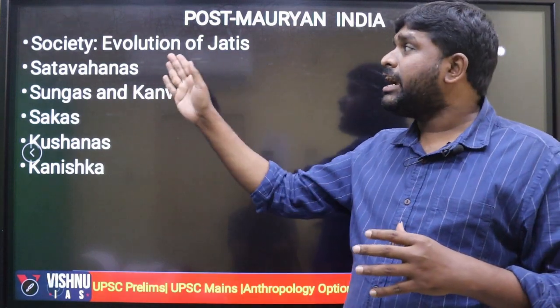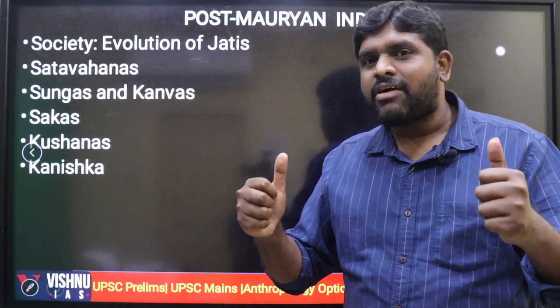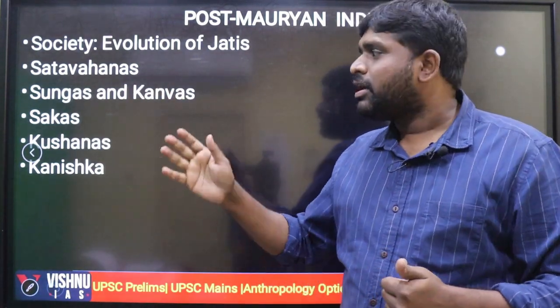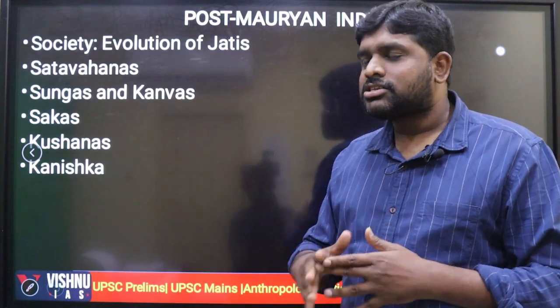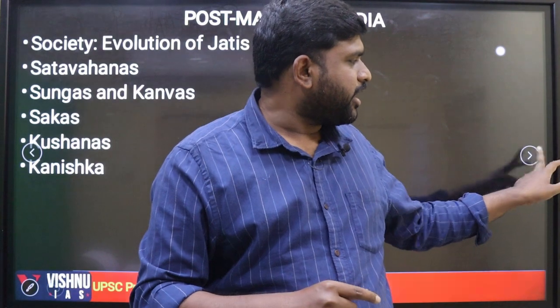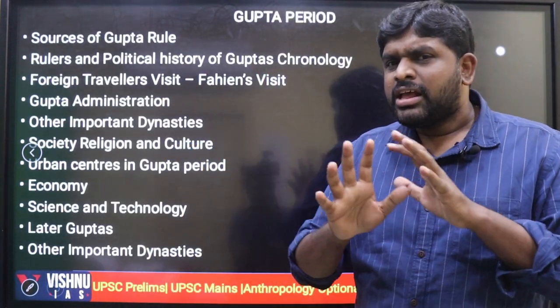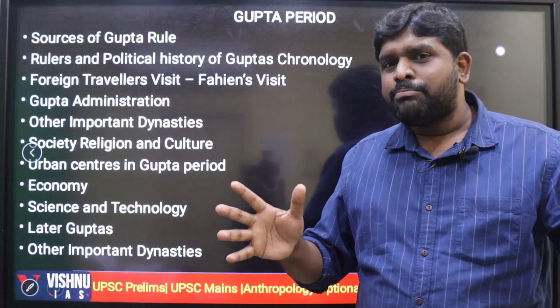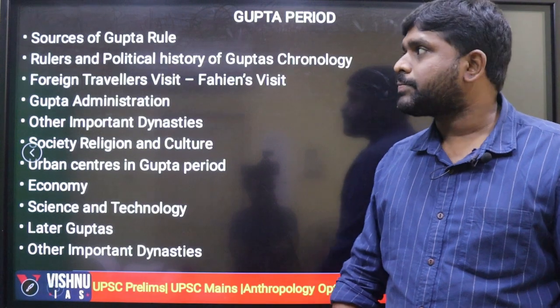Post-Mauryan period: in society, the evolution of jatis came into the picture. In South India, the Shatavahanas became very powerful. Vijayanagaras also. Sungas and Kanvas, Sakas, Kushanas, Kanishka, the post-Mauryan period, after the Mauryan period. These are the very important dynasties you need to cover in your ancient India. Gupta period: after the Mauryas, the next biggest consolidated empire in India is the Gupta period.